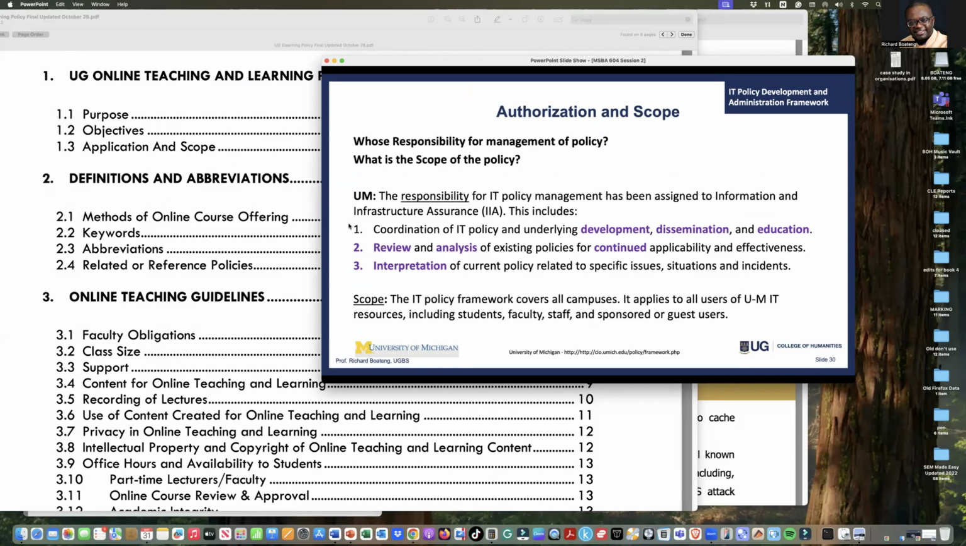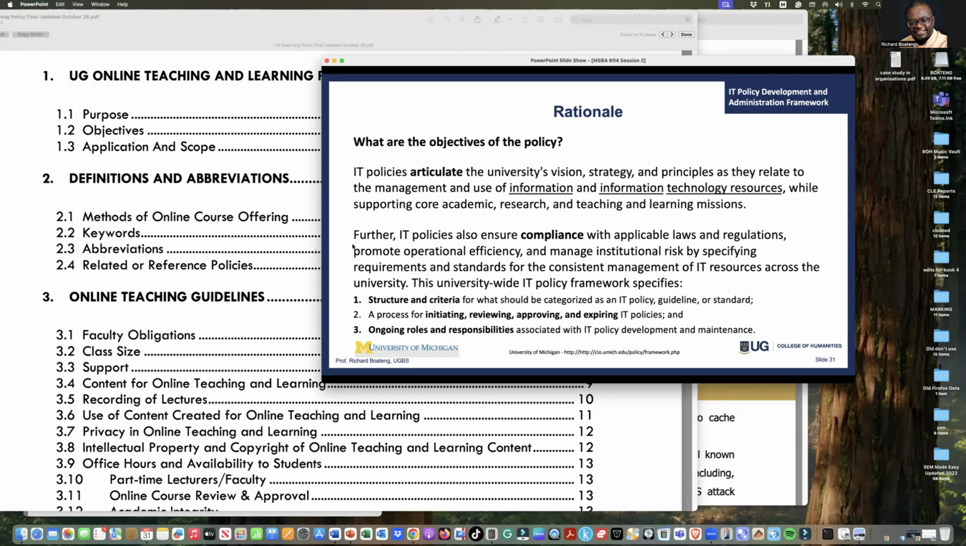And then we also have abbreviations and definitions so that we are consistent on what is a course, what is an online course, what's not an online course, and what the abbreviations in the document are. We actually spell them out so that the document can be understood by those who are using it. Then the rationale for the policy is there in terms of the objectives. Ours is also there in terms of objectives.